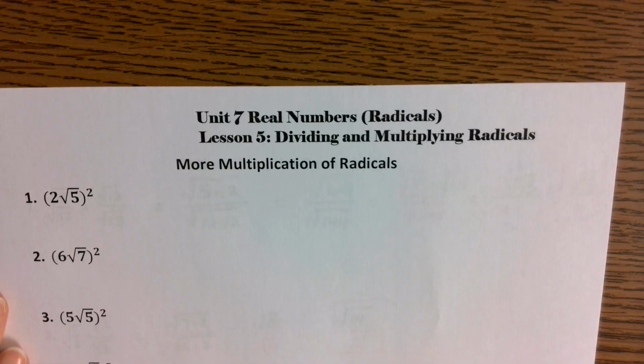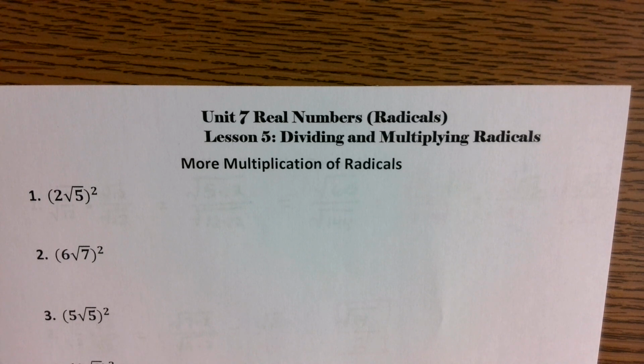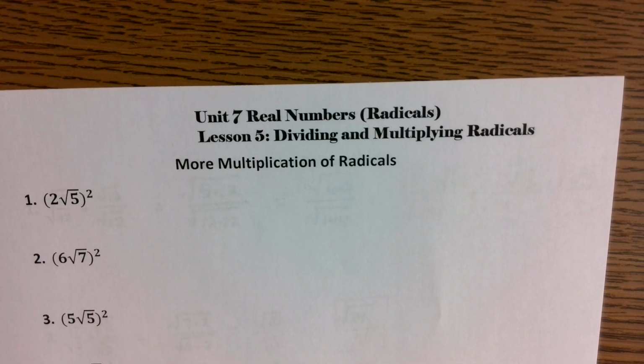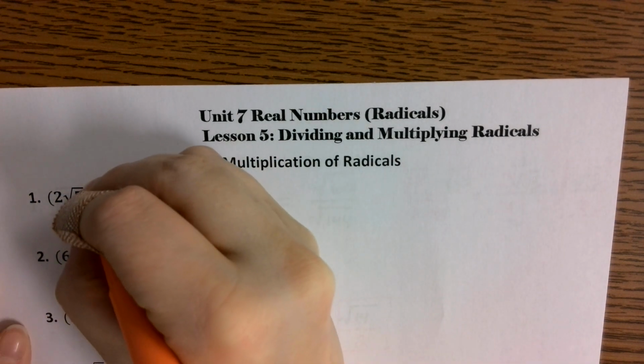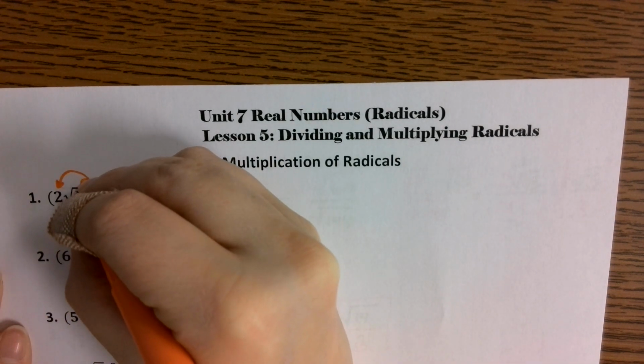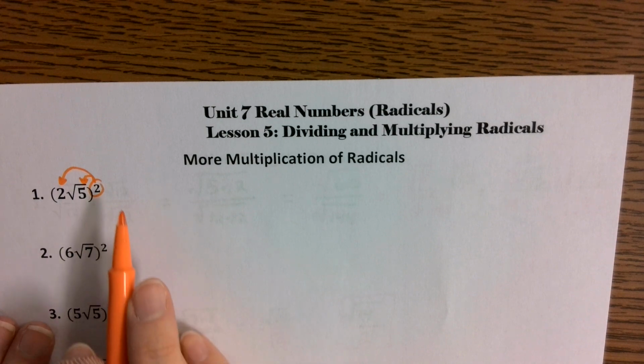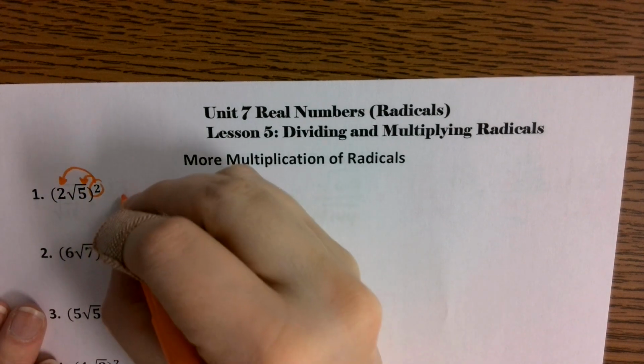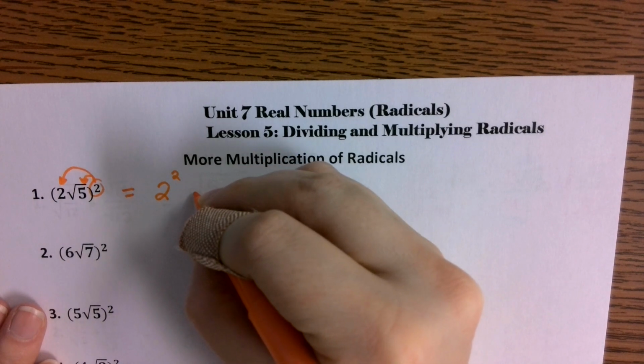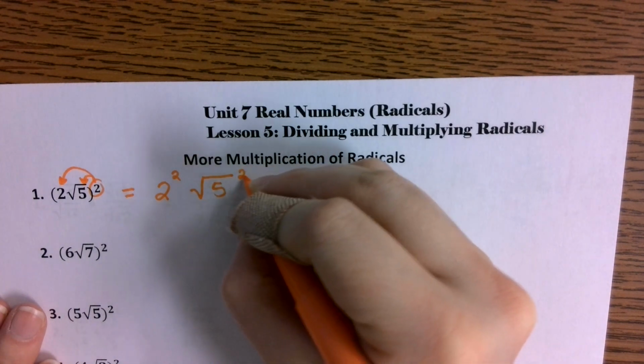Last page. More multiplication with radicals. This one should be pretty simple, I feel. I feel these are a lot easier to do or to manage through because they're squared. They're squared up values. So it's just like any kind of exponent. You distribute that exponent to both the coefficient and to the radical. So what this winds up becoming is 2 to the second power and square root of 5 to the second power.